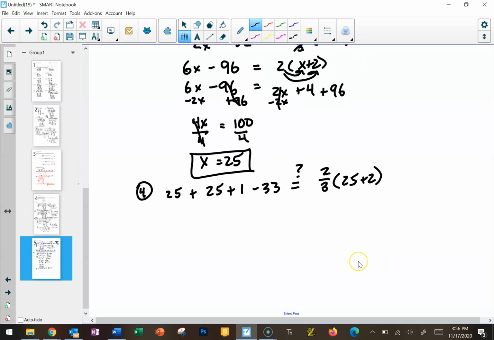I could kill that fraction right away, but I think the numbers are going to kind of do it for me. So I'm just going to carry on here. 25 plus 25 is 50, plus 1 is 51, minus 33 equals question mark. Okay, let's see what happens. And I know I normally say kill these fractions right away, but I'm just going to see what happens here if I multiply 2/3 times 25 plus 2, which is 27. Because I'm thinking I don't have to do anything. I'm thinking this number right here is going to kill this fraction, and it will.